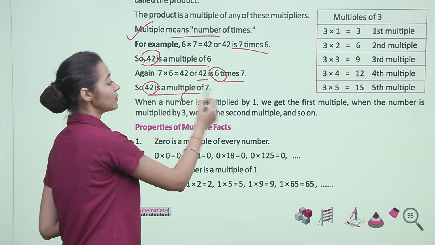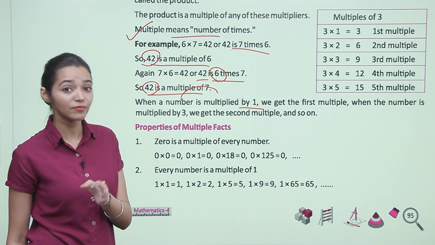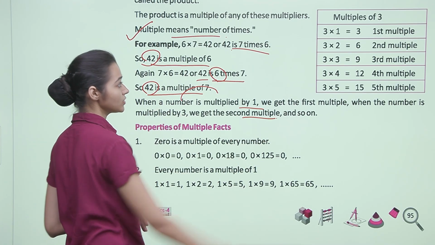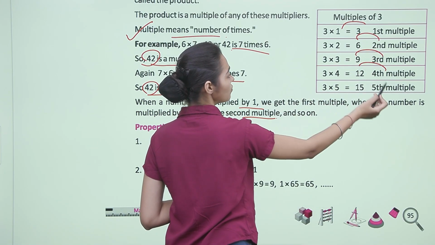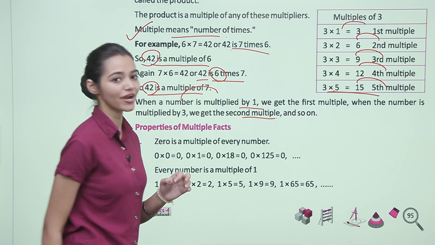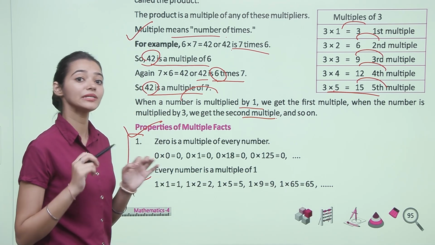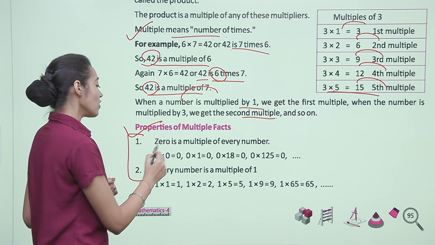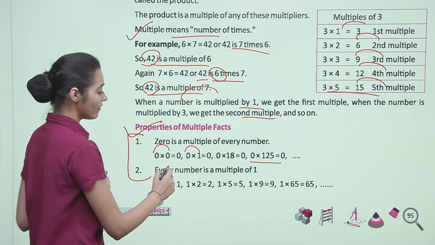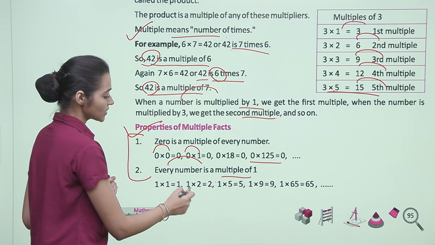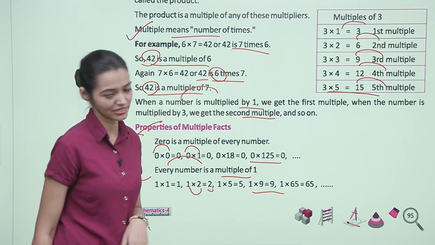When a number is multiplied by 1 we get its first multiple, and when the number is multiplied by 2 then we get the second multiple, and so on. So the multiples of 3 are the first multiple, second multiple, third multiple, fourth and fifth multiple, that is 3 times 5 is 15. Now here are some properties of multiplication facts: 0 is a multiple of every number, because 0 multiplied by any number gives 0, and every number is a multiple of 1, as 1 multiplied by any number always gives the same number itself.